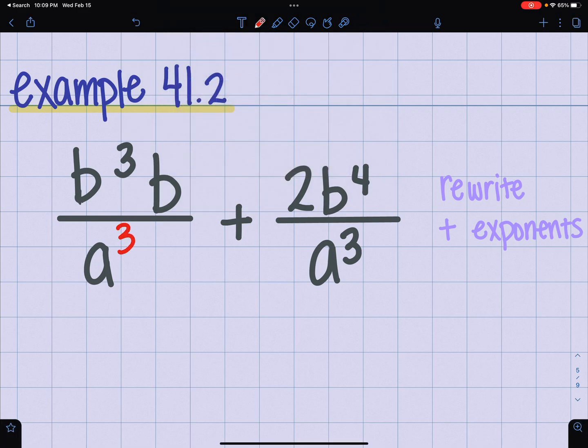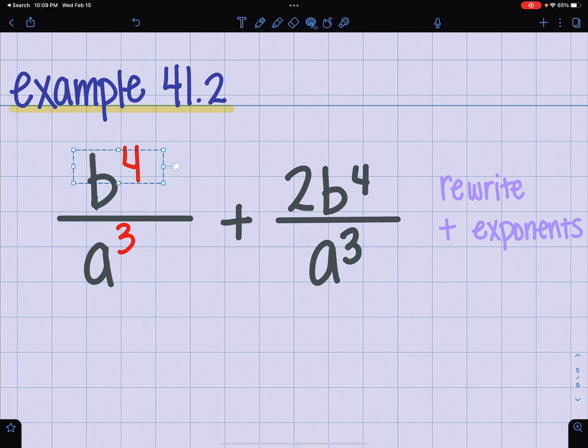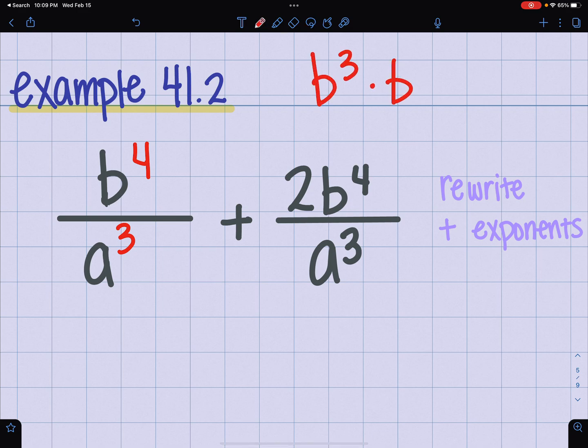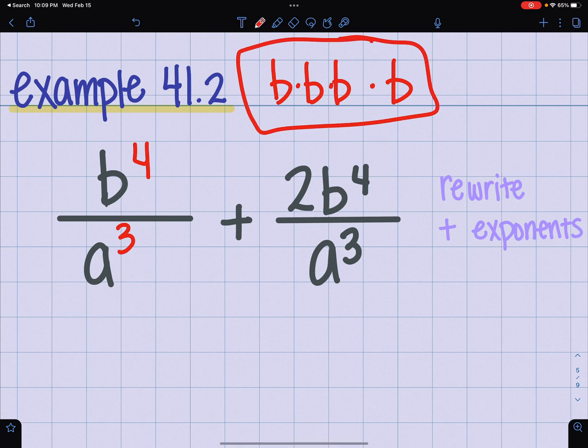Okay. Now let's do the next one. Oh, no, we got to simplify. Look, we got a b cubed times another b. Well, that can be simplified. That's a b to the 4th. Does that make sense? Because b cubed times another b, this first b is just actually b times b times b because it's b cubed. So now how many b's do we have altogether? We have 4. So that's easy.